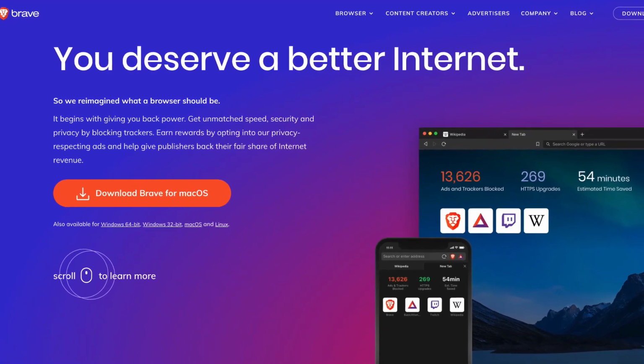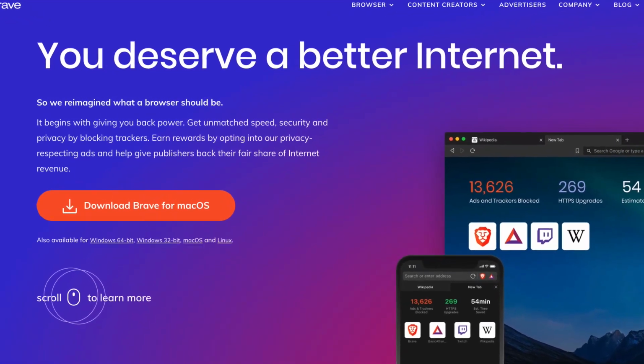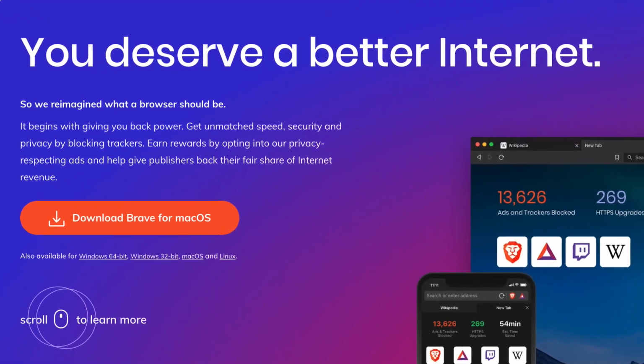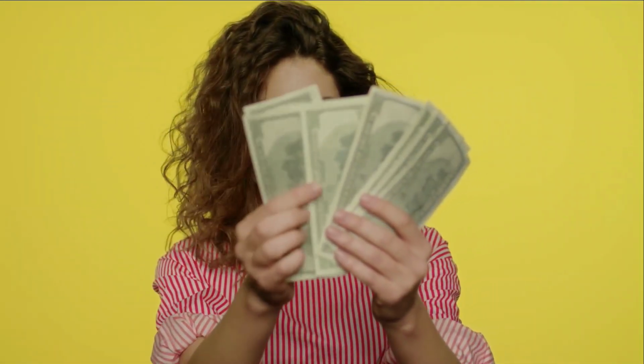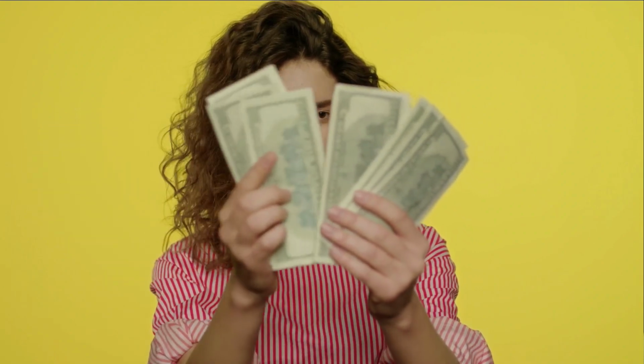Today, we're going to be taking a look at the Brave browser. But most importantly, we're going to be taking a look at just how much crypto you can earn with it. We're going to separate the facts from fiction.